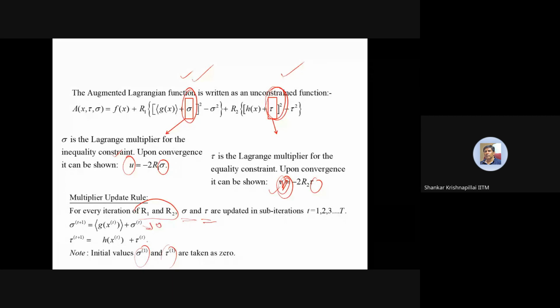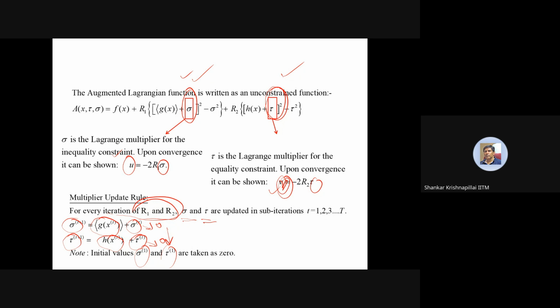So this is taken as 0 first, initially. Then the next value of sigma, that is sigma t plus 1, is equal to the absolute value of the inequality constraint plus the previous value of sigma. Then the next value of tau is equal to the equality constraint violation plus the previous value of tau. So it is seen that for every iteration of R1 and R2, sigma and tau are updated like this, until sigma and tau converge.